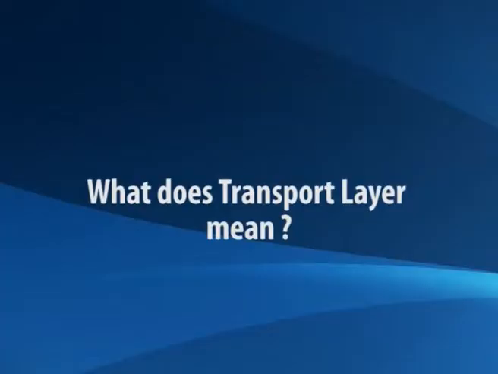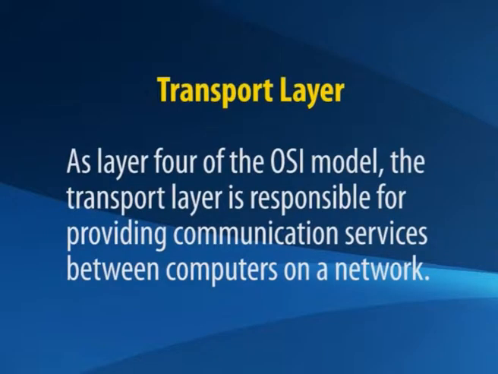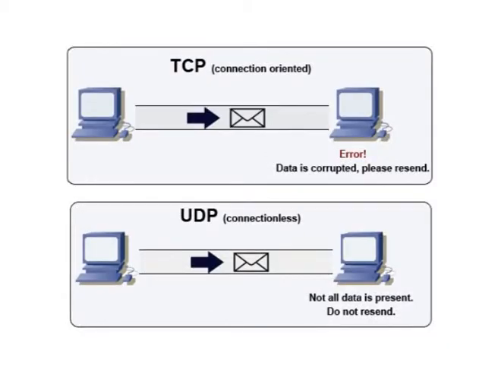What does transport layer mean? As layer 4 of the OSI model, the transport layer is responsible for providing communication services between computers on a network. For example, as the data packet transits between the originating or sending computer and the destination or receiving computer, the transport layer performs error checking and data packet routing services. Additionally, while working with the 3 lower and 3 upper layers, the transport layer continues to provide services even though different application software processes are running simultaneously on multiple computers.